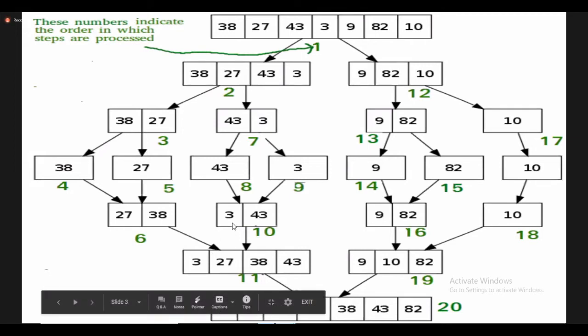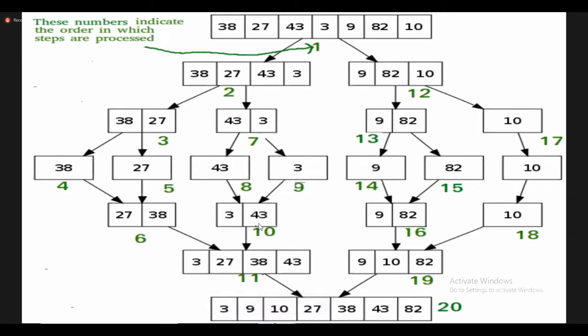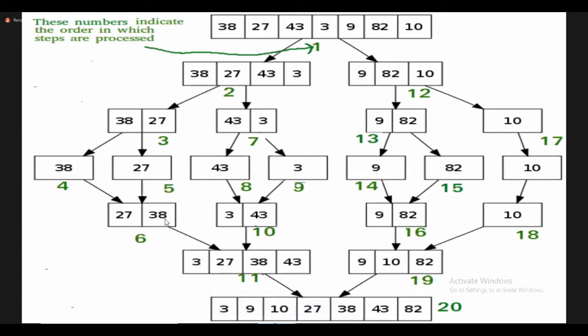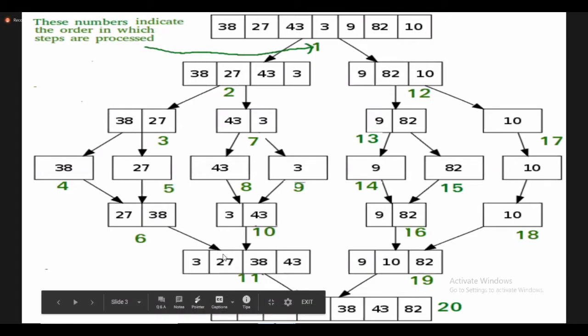Next, the control variable is increased by 1. So now the control moves to 43. Now compare 43 with 27. 27 is less than 43, so 27 moves to the sorted array. Now the control variable is increased by 1, so now we go to the 38. Now 38 is compared with 43. 38 is less than 43, so 38 moves to the sorted array. So list 1 is completed.